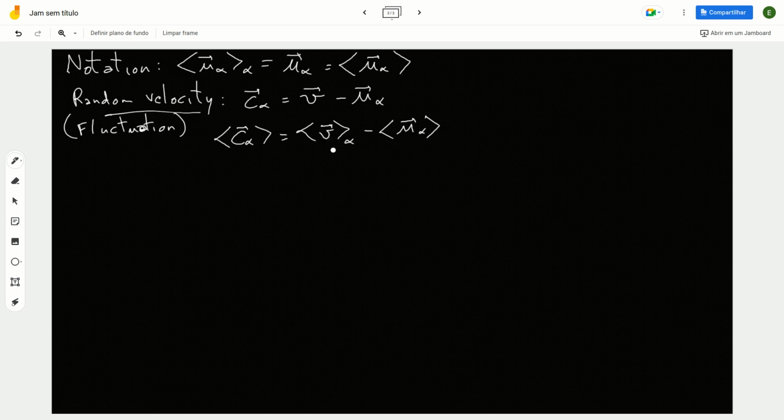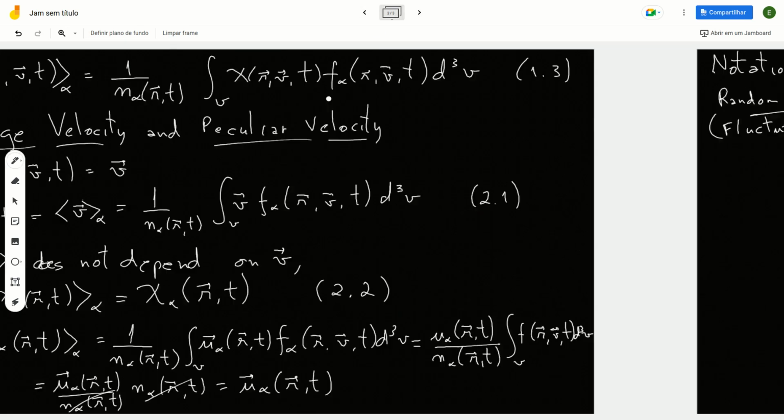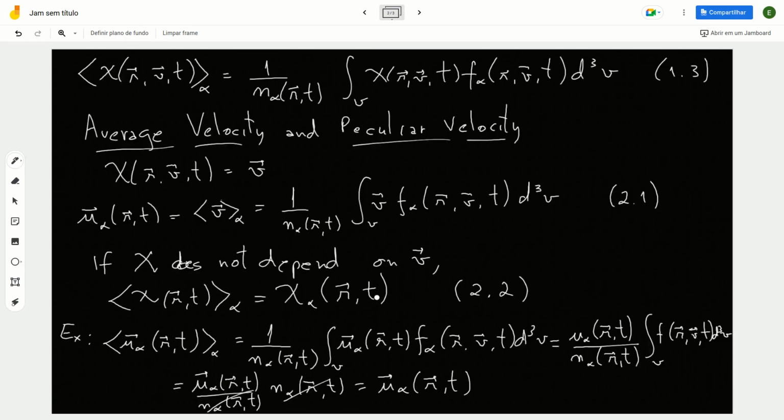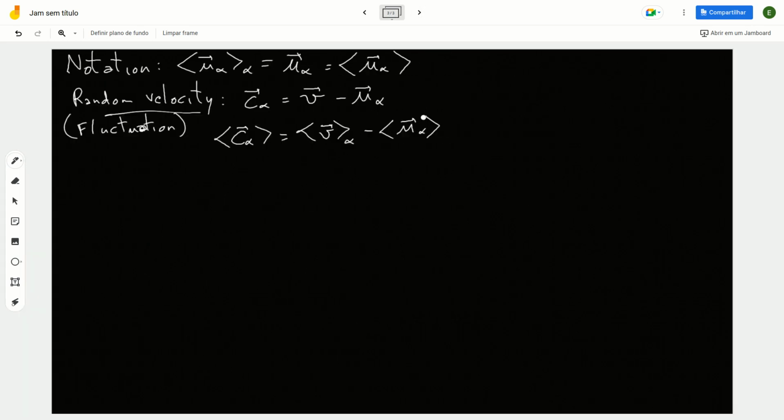But what is this? I have used it here. So this is equal to u alpha, right? So it's just like this. And this is like this. So the mean fluctuation is always null. It's always 0, right? I used 2.1 here.